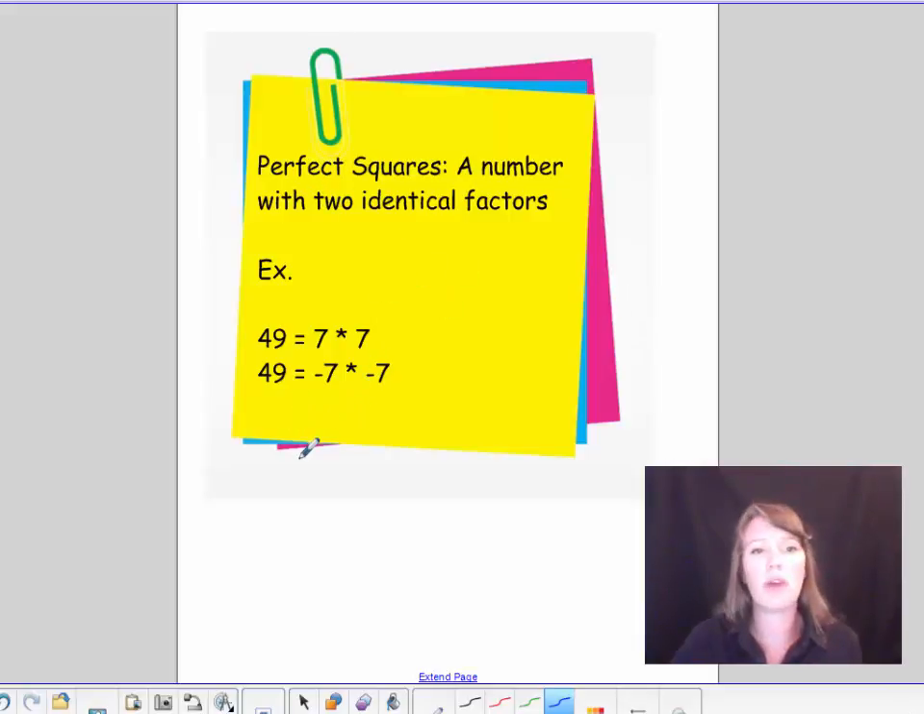Now, a perfect square is a number with two identical factors. So for instance, the number 49. 49 can be represented as 7 times 7. Notice that 7 is identical to 7, right? They're the same thing. The other identical factor is -7 times -7, because a negative times a negative is a positive. So you can represent 49 with two sets of identical factors, either both sevens or both -7.